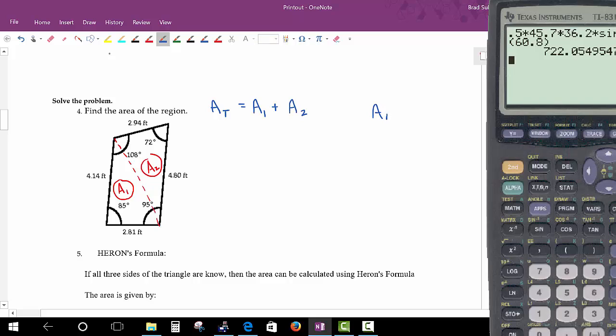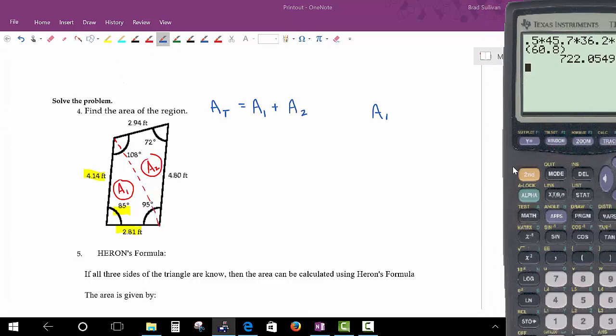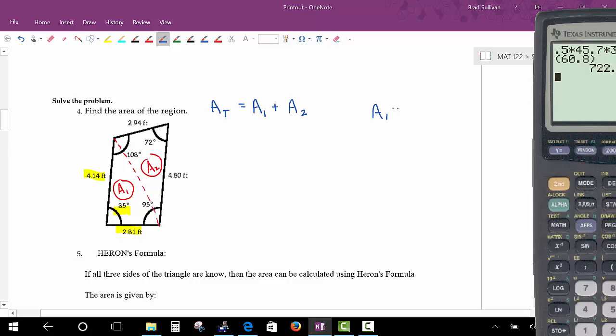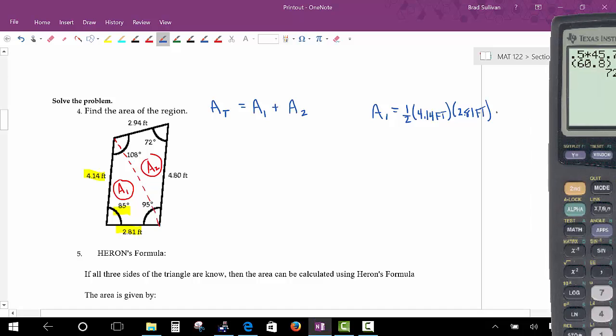So when I do A1, notice that I have a side-angle-side case given, so I can compute the area of that triangle by the formula that we've been working with. So I just go 1/2 the product of the two sides, 4.1 feet times 2.81 feet, times the sine of the included angle, 85 degrees. That's how I'm going to do that.